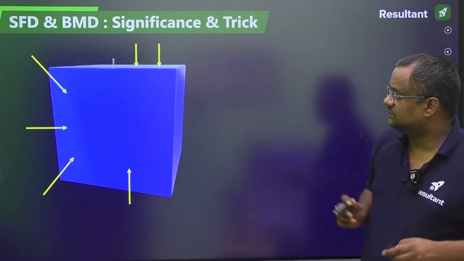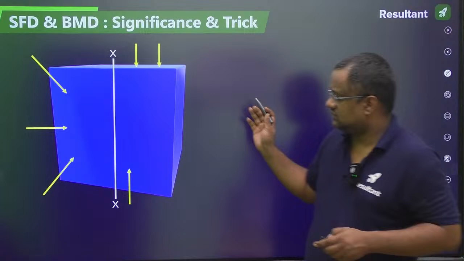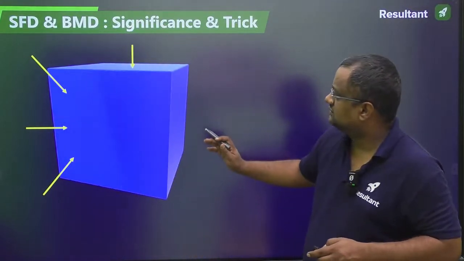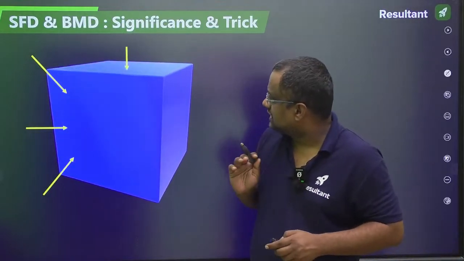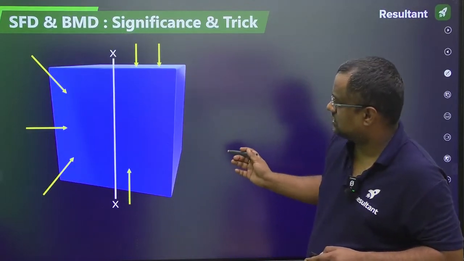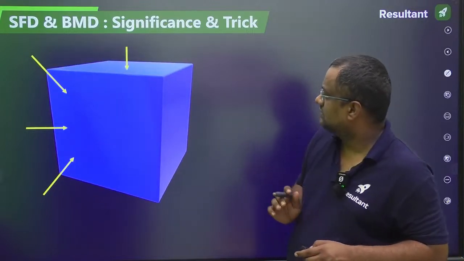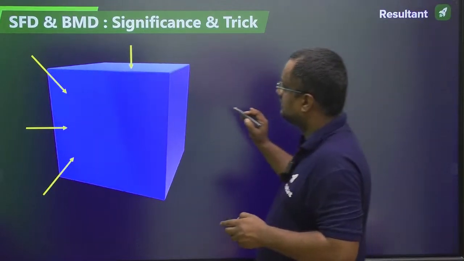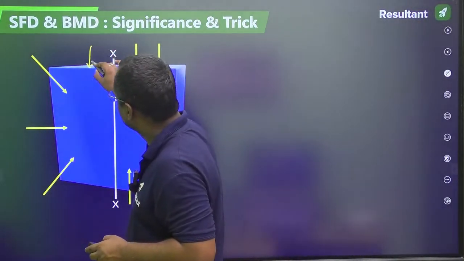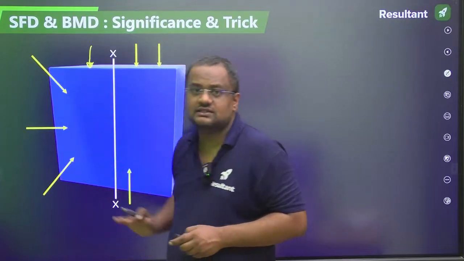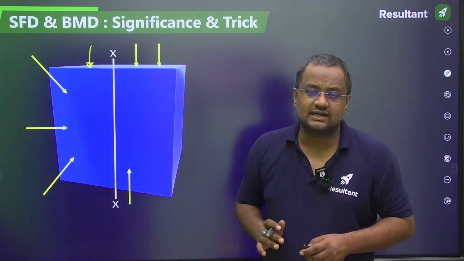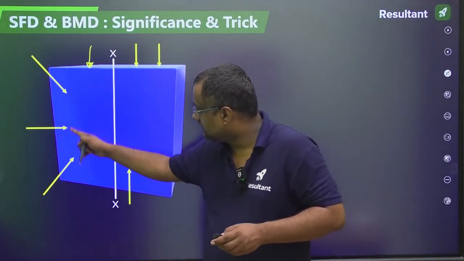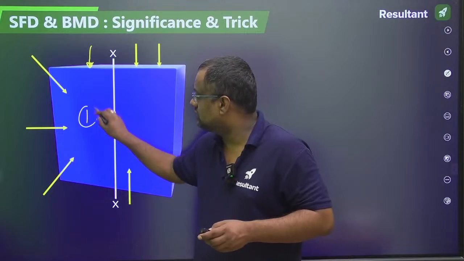Now guys, in this beam, let me cut a cross section from here. After cutting it, the forces on the left hand side will look something like this. Let me take it that here one more force is acting like this. So on the left hand side of this xx cross section, how many forces are coming? 1, 2, 3, 4.